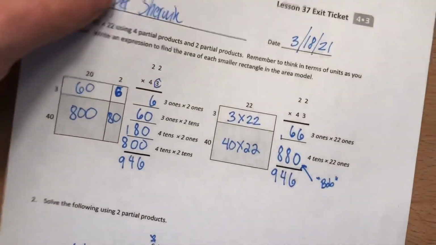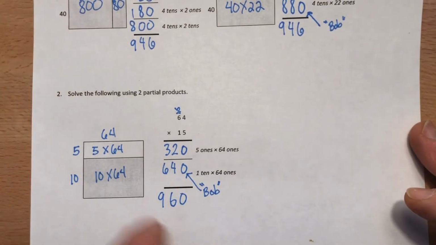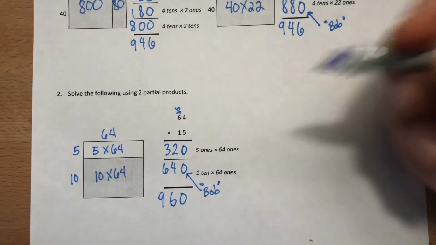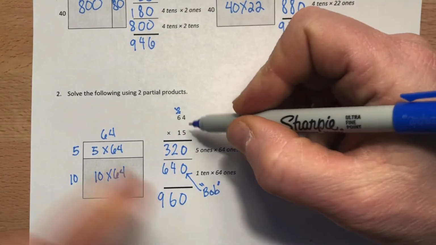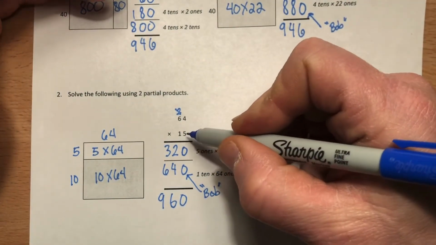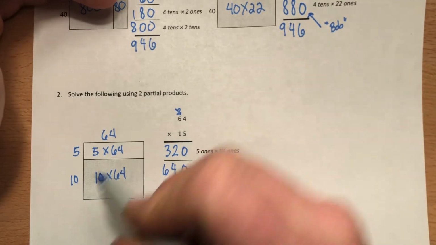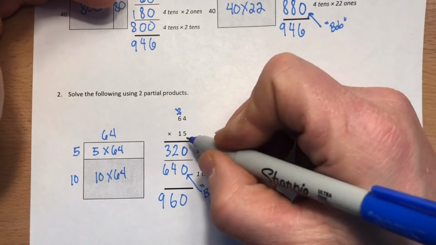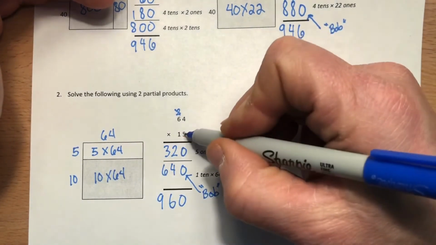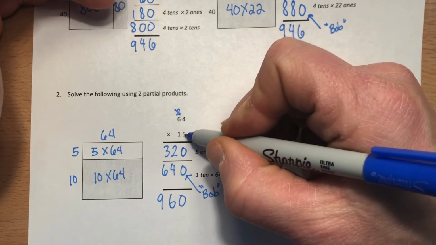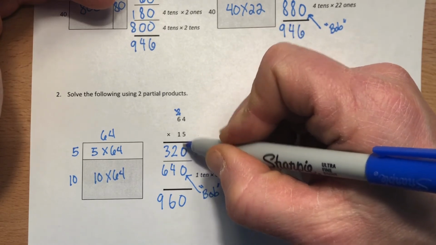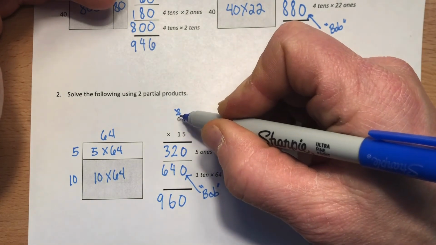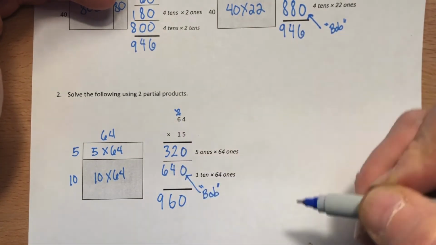Okay, and then here. Solve the following using 2 partial products. That's what we did. So this is 15 times 64. I'm starting to get used to how to do this. We always start with this bottom number and say 15 times 64. So I split that 15 up into a 10 and a 5, and it's multiplied by 64. So this is what it looks like, 5 times 64. So 5 times 4 was 20. Put down the 0, carry the 2. 5 times 6 is 30, plus 2 is 32.